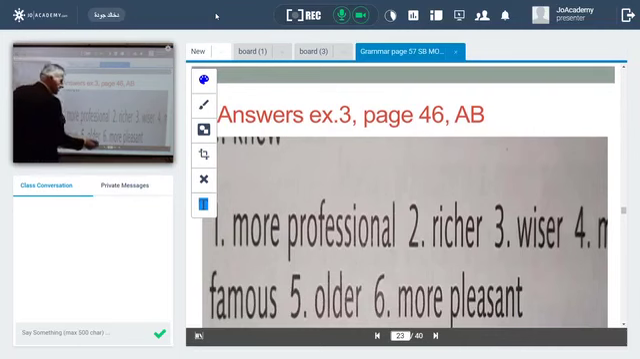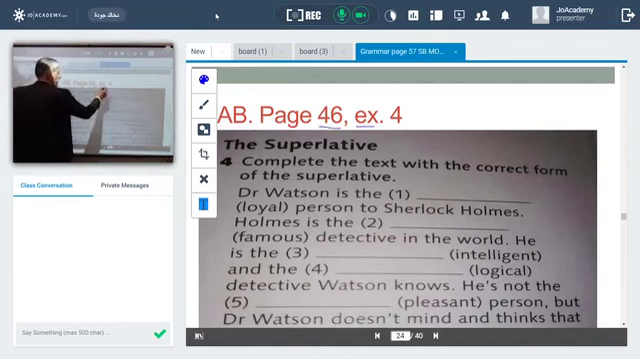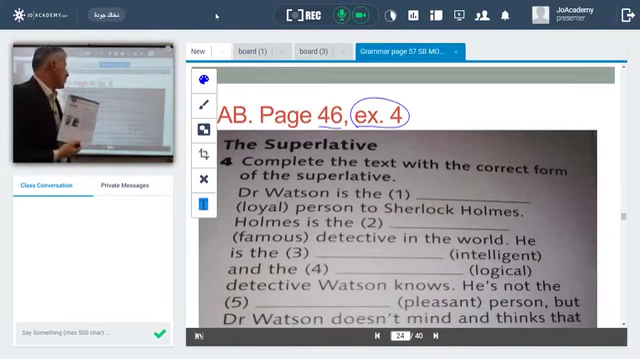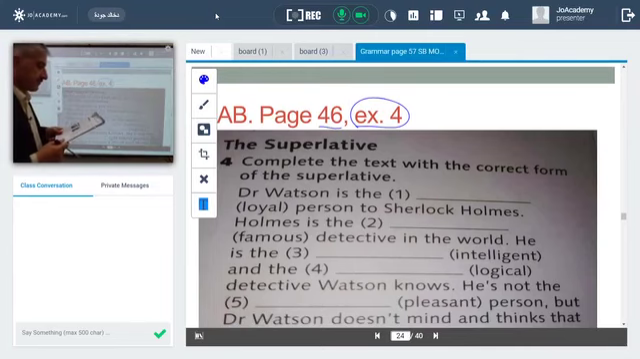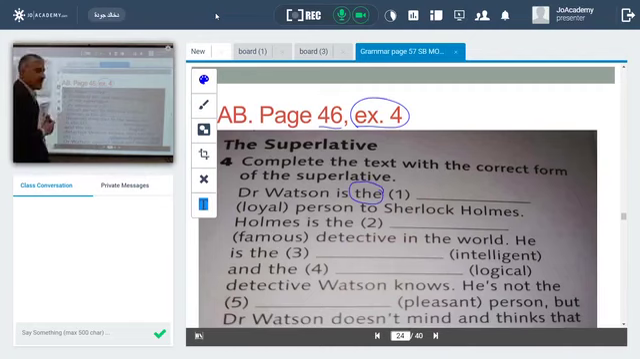Okay, let's move to exercise number 4. Activity book page 46. Exercise 4. So please open your activity books. Exercise 4, page 46. Here we have to do the superlative. We did the comparative, and now we need to do the superlative. Complete the text with the correct form of the superlative. The first one, Dr. Watson is the. And remember, we need to use what? We need to use the before the adjectives. Keep it in mind that we need to put the before the adjective.